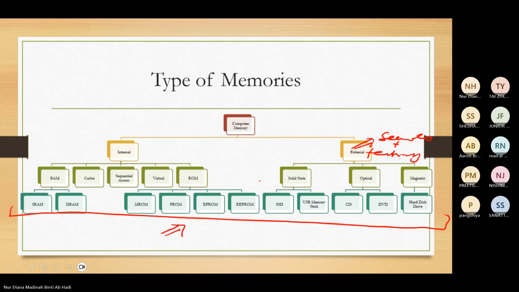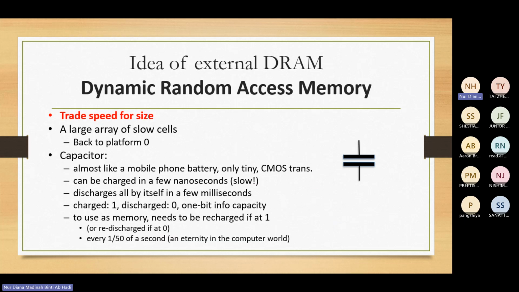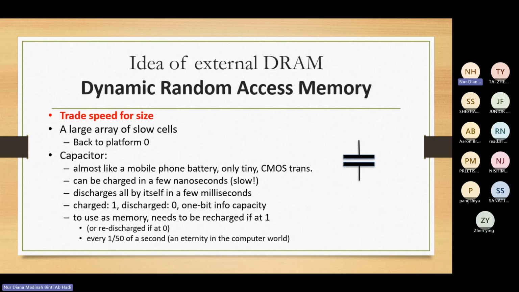So let's go for the external DRAM. DRAM stands for Dynamic Random Access Memory. It trades speed for size, where you're going to have a large array of slow cells. We will go back to platform 0, which covers your physical devices. Capacitor, almost like a mobile phone battery, only tiny, with a CMOS transistor. It can be charged in a few nanoseconds, but slow.